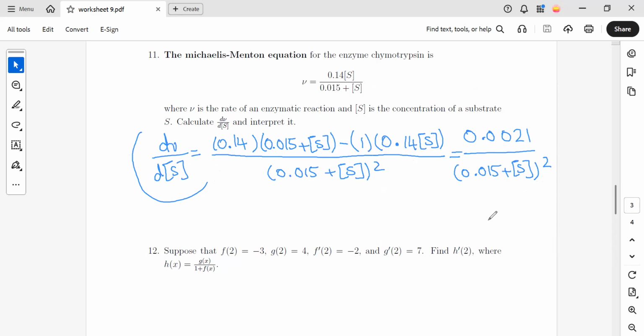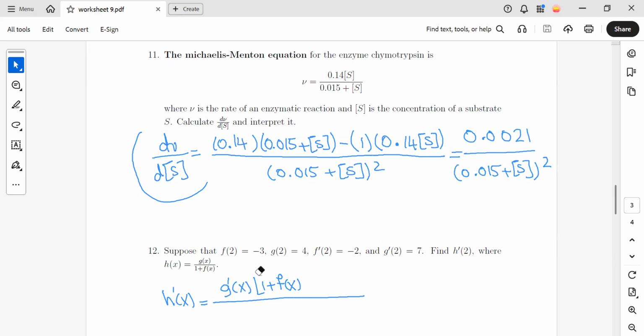Number 12, suppose that f of 2 is equal to -3, g of 2 is 4, f prime of 2 is -2, and g prime of 2 is 7. Find h prime of 2, where h is defined by this fraction. So following the quotient rule, it will be derivative of the top, which is g prime of x, multiplied by 1 plus f of x.